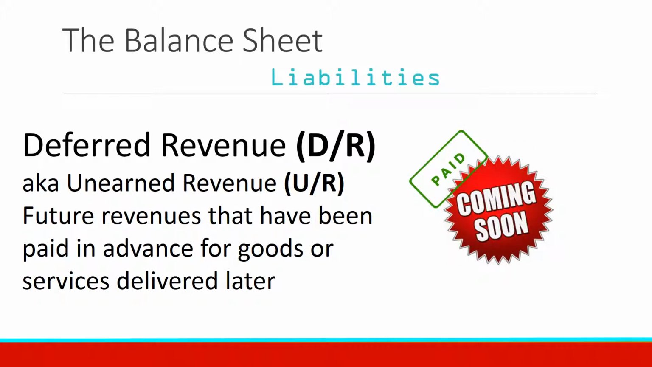Another kind of liability is a deferred revenue, or D/R. It's also called an unearned revenue, U/R. What you can see with the little graphic is the stamp paid and coming soon. So what happens in the case of a deferred or unearned revenue is that the customer has already paid in advance for a good or a service that will be delivered later.